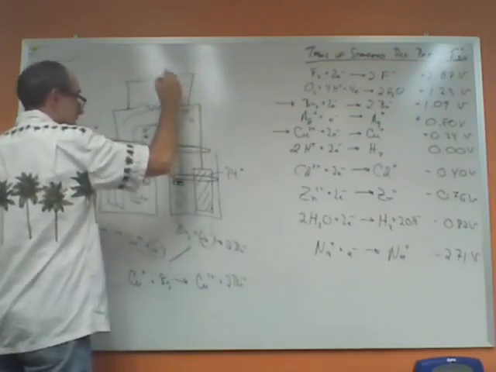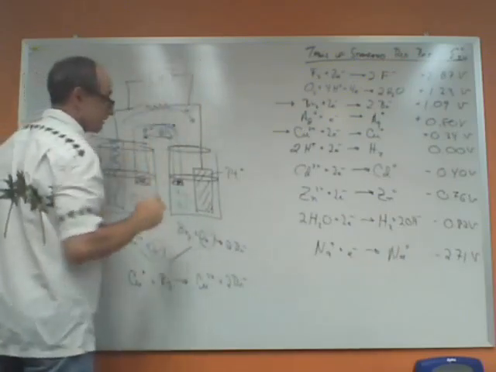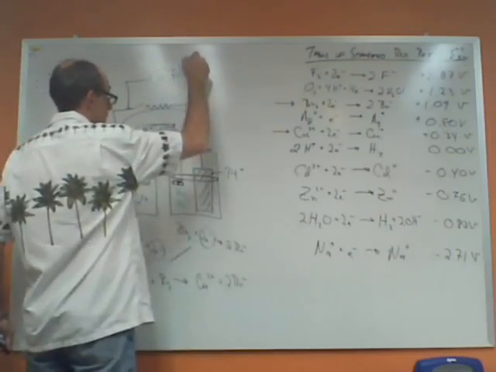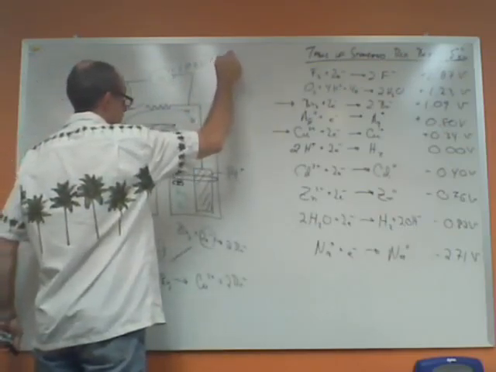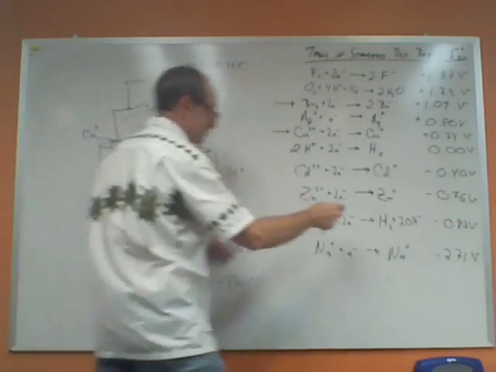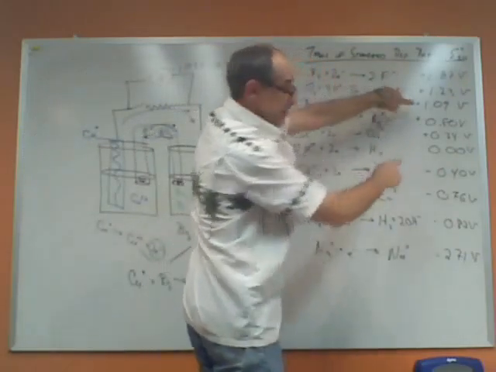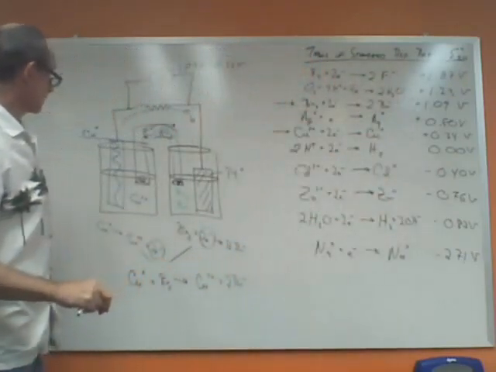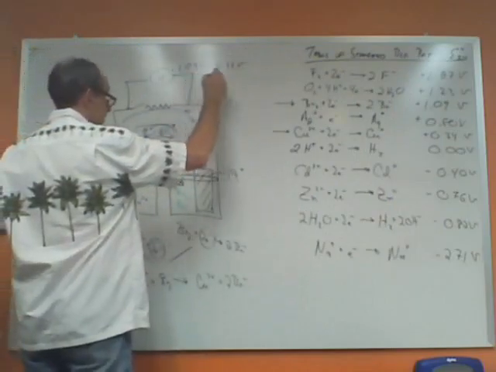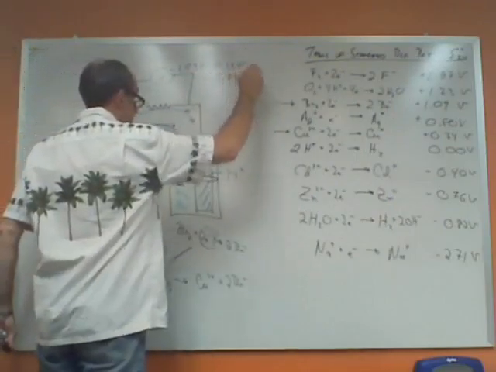If I had a voltmeter here, my voltmeter would read 1.09 volts minus 0.34 volts, just the difference between those two standard potentials, and that works out to 0.73 volts.